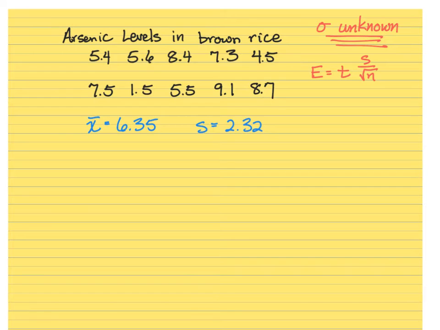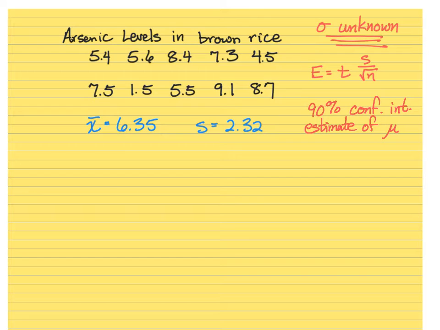So using this sample of size 10, we want to create the 90% confidence interval estimate of mu, the true mean, the population mean of arsenic levels in brown rice.